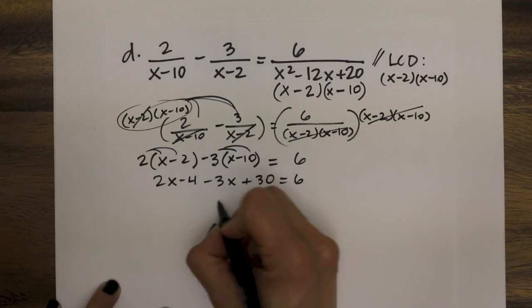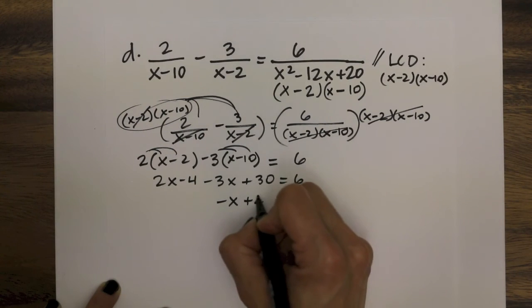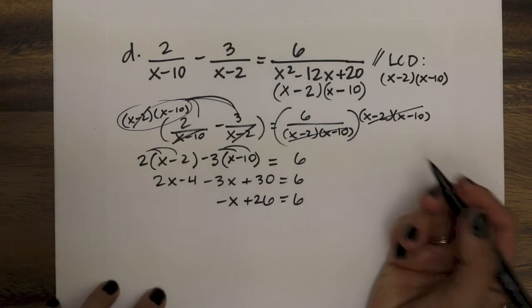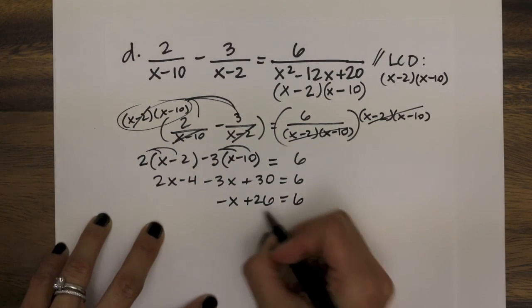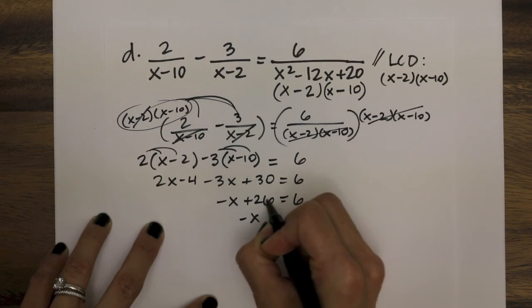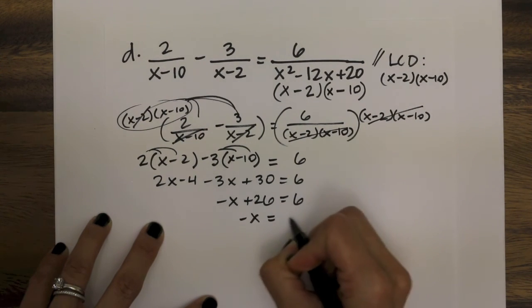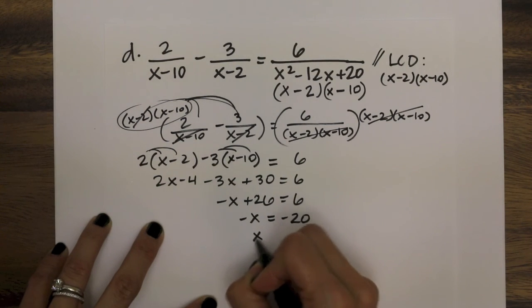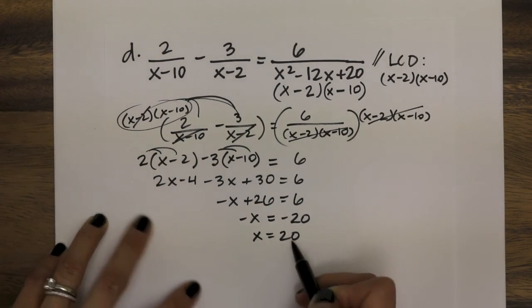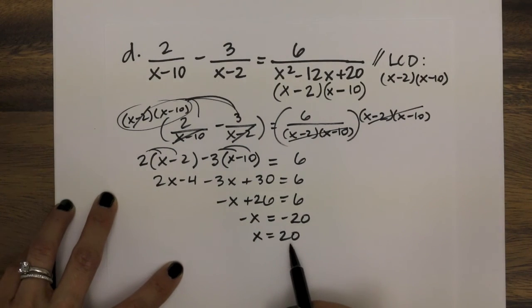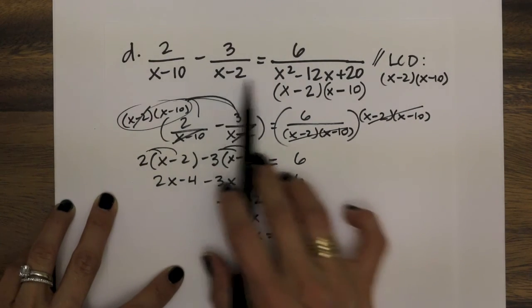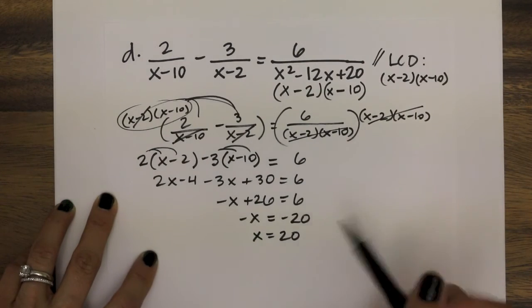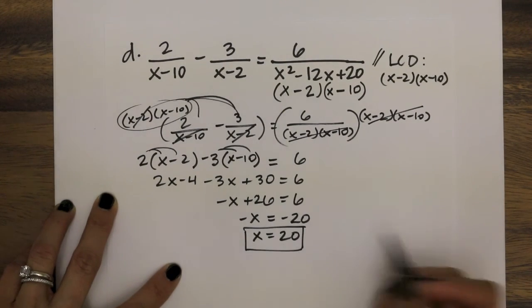Combine like terms. And go ahead and finish the problem. I'm going to subtract the 26 over, making negative 20, and then dividing both sides by a negative 1. You get x equals 20. So again, double check that 20 doesn't make any denominators equal to 0, and we're good to go. So that's going to be our final answer.